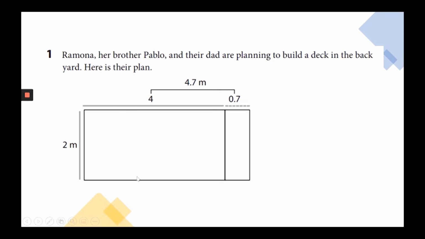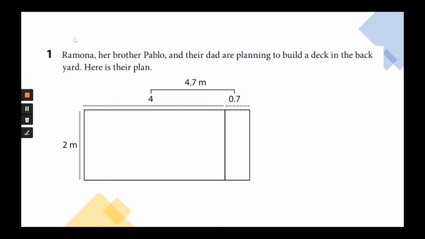Okay, now we're going to look at the area model we've been talking about. Notice this one is open. It doesn't have all the grid lines like in our last lesson. Let's read the problem. Ramona, her brother Pablo, and their dad are planning to build a deck in the backyard. Here is their plan. So how are you going to go about solving this? Talk it over with someone near you.